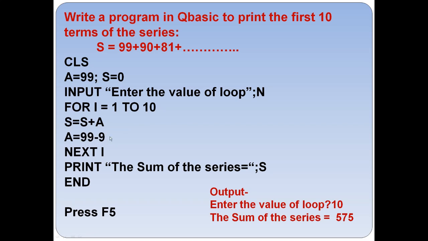A minus 9 here, because we are subtracting the numbers, so we will write A is equal to A minus 9. Next I print the sum of the series is equal to S, and press F5. Output: enter the value of loop.